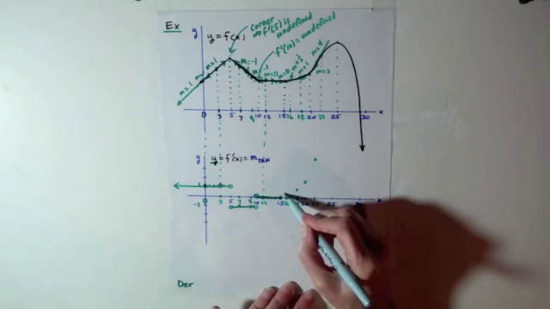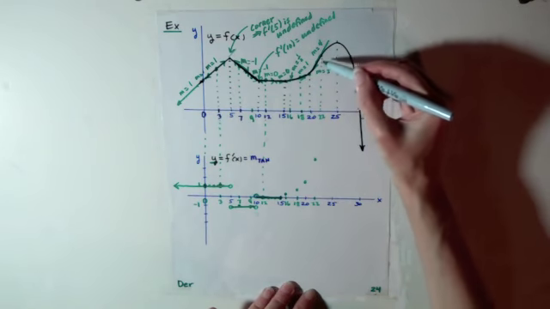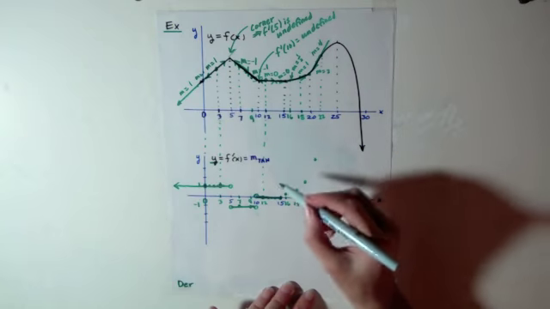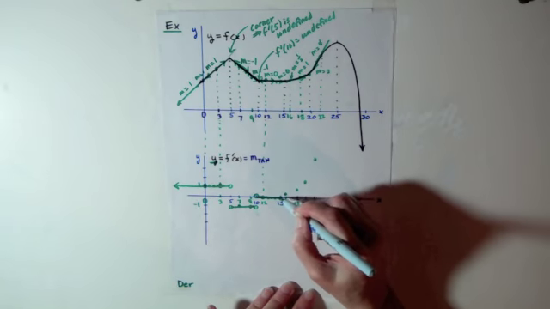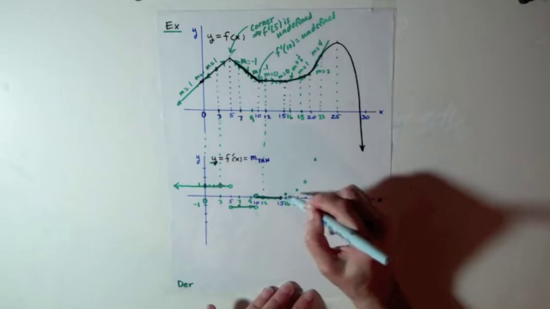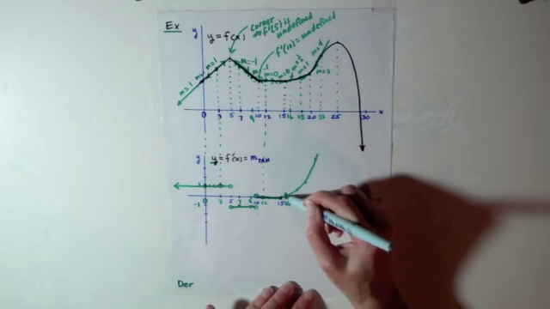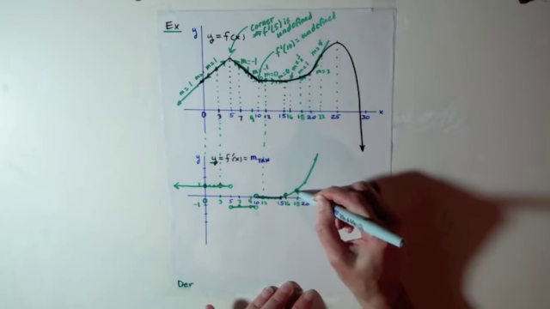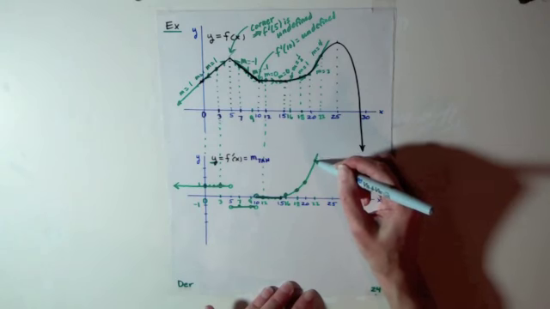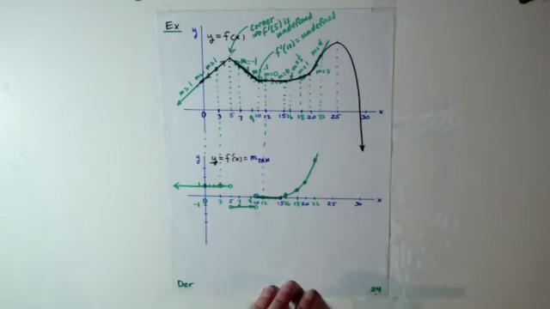So since it looks like the slopes of the tangent lines are changing in a gradual, smooth way, I'm going to try to draw a nice continuous curve through this section. Looks something like this. Here's 1/2, here's 1, here's 2, and here's a height of 4.